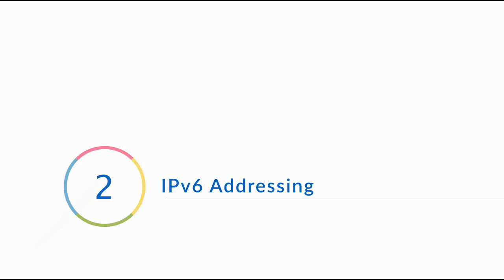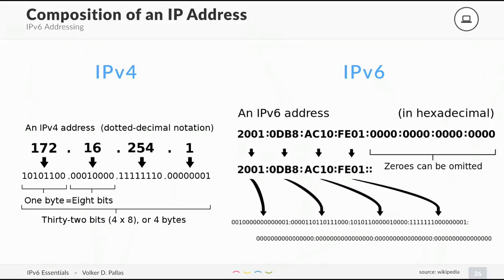Let's talk about IPv6 addressing. Please see this comparison of IPv4 and IPv6 addresses. In IPv4, I told you already, we had 32 bits of address space. They are separated by 3 dots, which means we have 4 octets. An octet is 8 bits. This is 1 byte. And the IPv4 address is written in dotted decimal notation. So you can see 1 octet is 8 bits, and the total is 4 times 8, which is 32 bits.